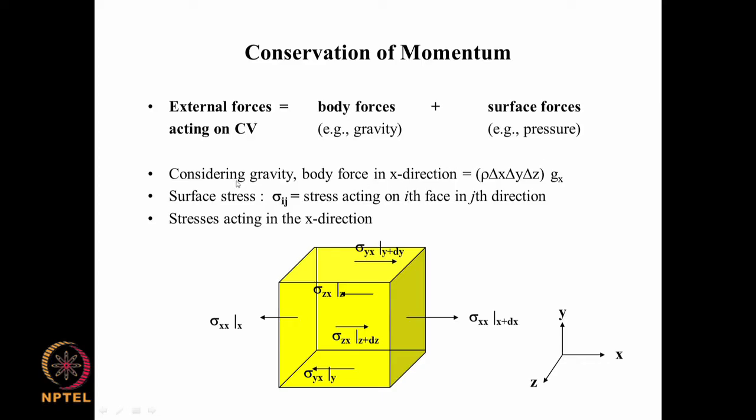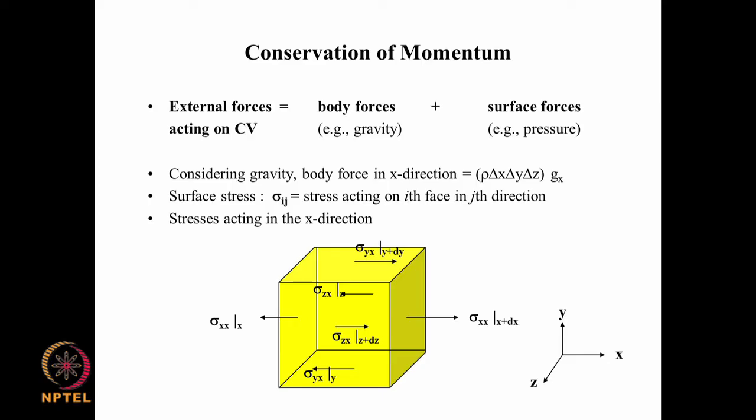Okay. So, if you consider gravity, the body force in the x direction, the gravitational force is mg, where m is the mass and g is the gravitational vector, and in the general case g has the three components gx, gy, gz. Okay.